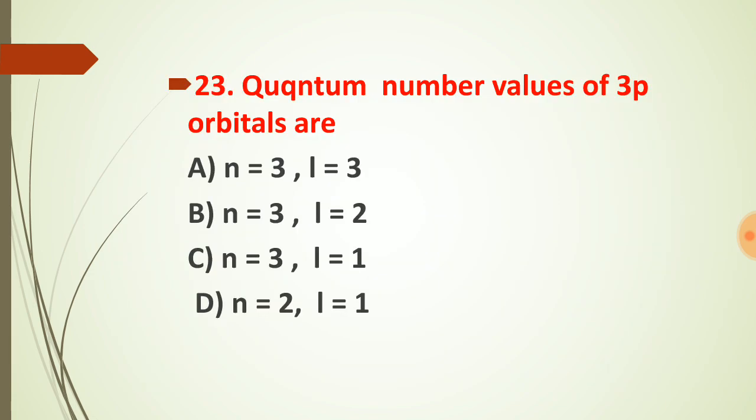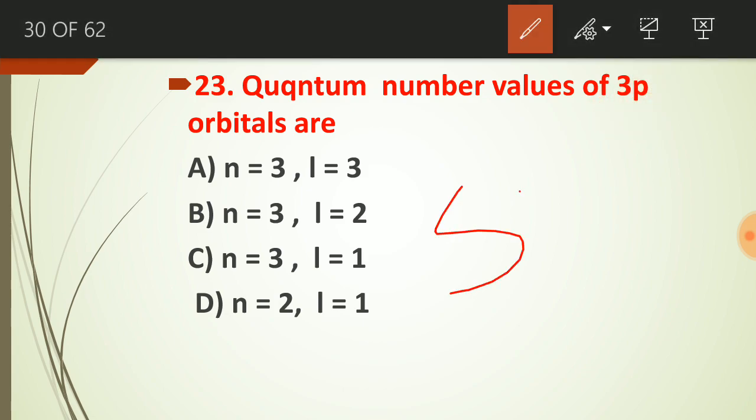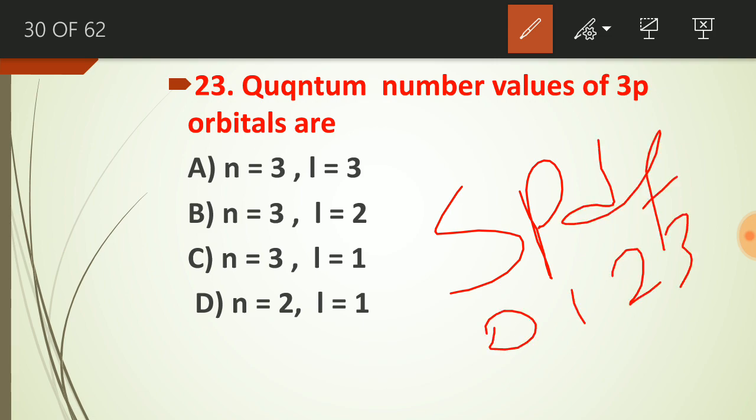What is the quantum number for the 3p orbital? In 3p, the 3 is the principal quantum number, that is n is equal to 3. For p, if we write spdf, we assign 0, 1, 2, 3, so p means L is equal to 1. Let us see, n is 3 and L is equal to 1 is in option choice C. Option choice C is the correct answer for the 3p orbital.